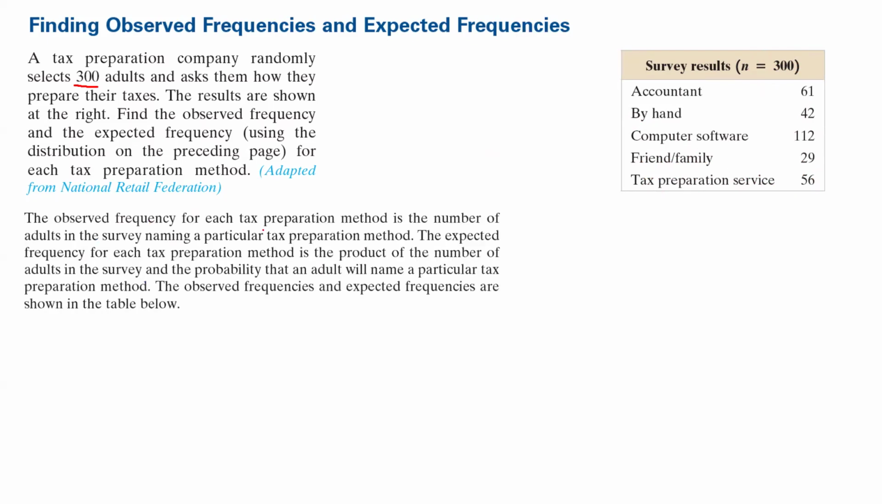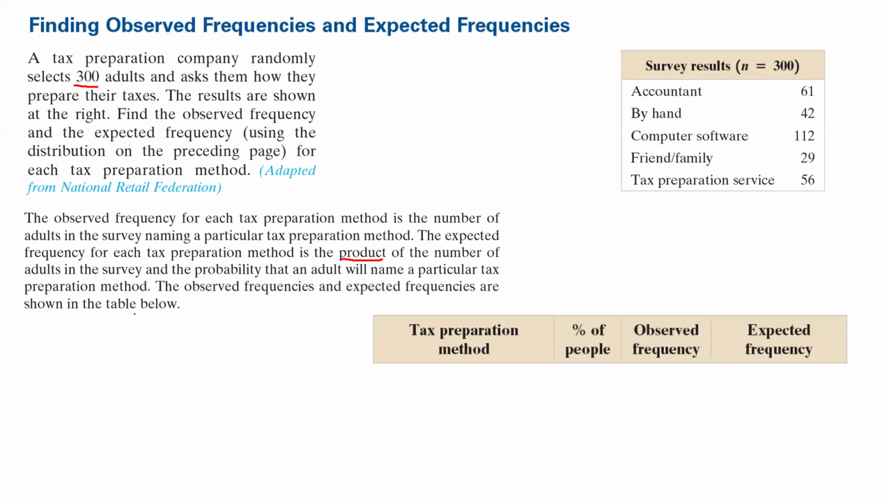The observed frequency for each tax preparation method is the number of adults in the survey naming a particular tax preparation method. The expected frequency for each tax preparation method is the product, the multiplication, of the number of adults in the survey and the probability that an adult will name a particular tax preparation method. The observed frequencies and expected frequencies are shown in the table.